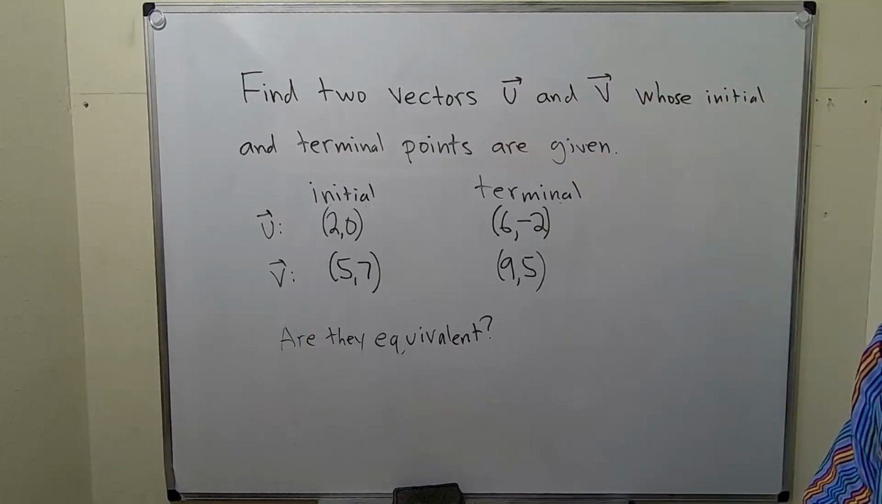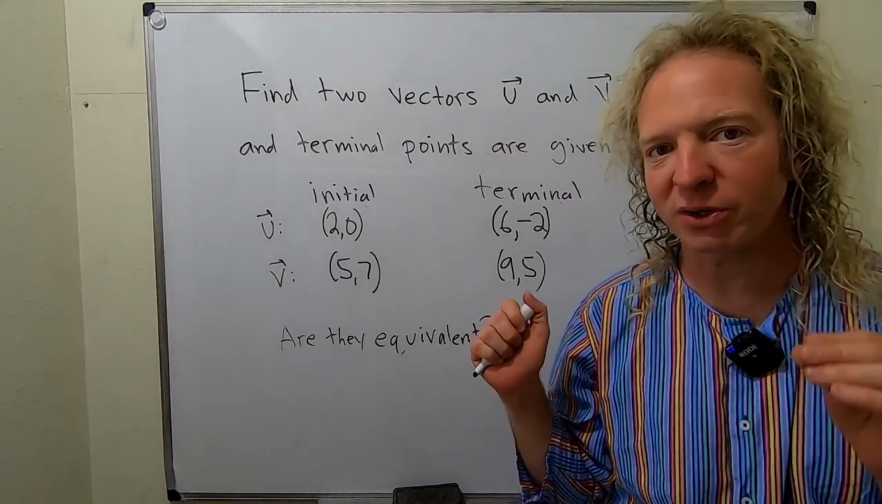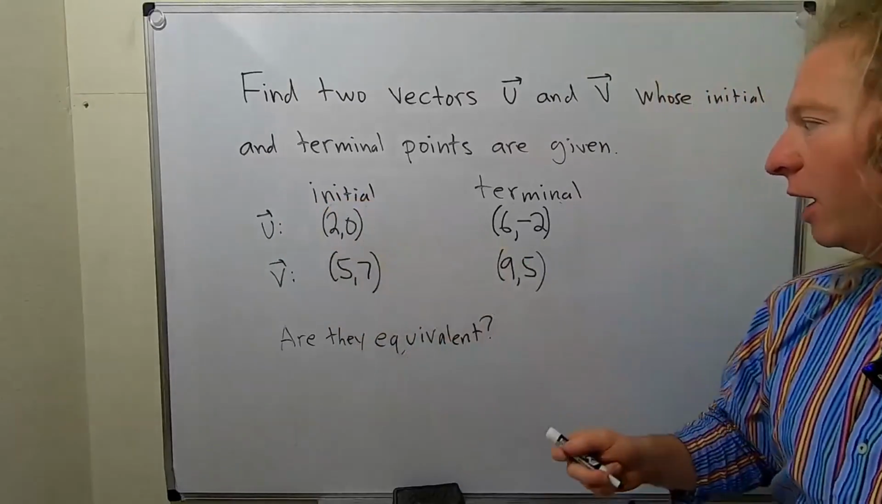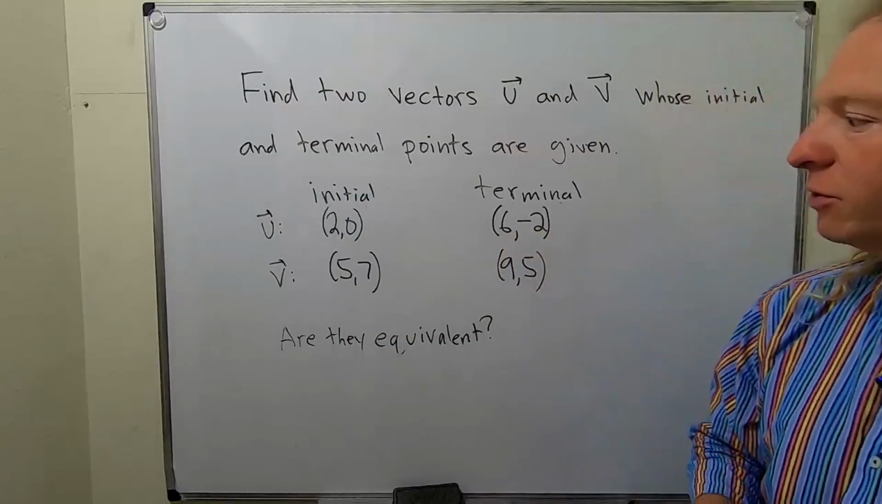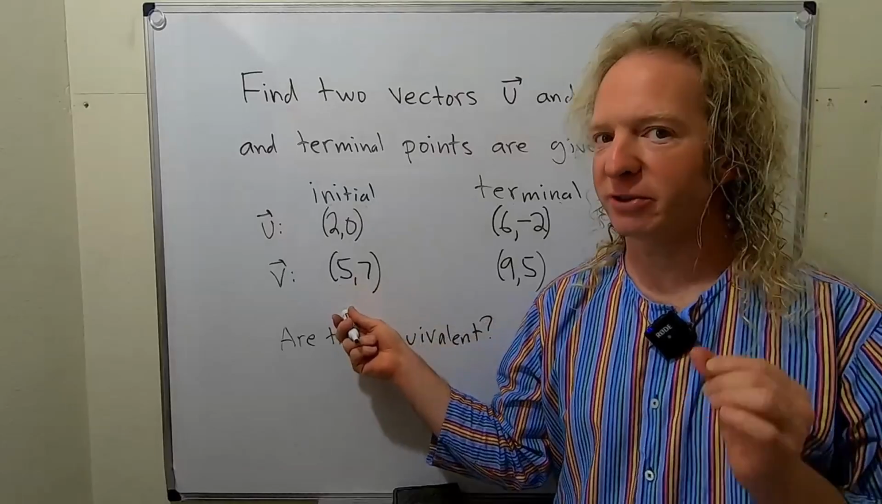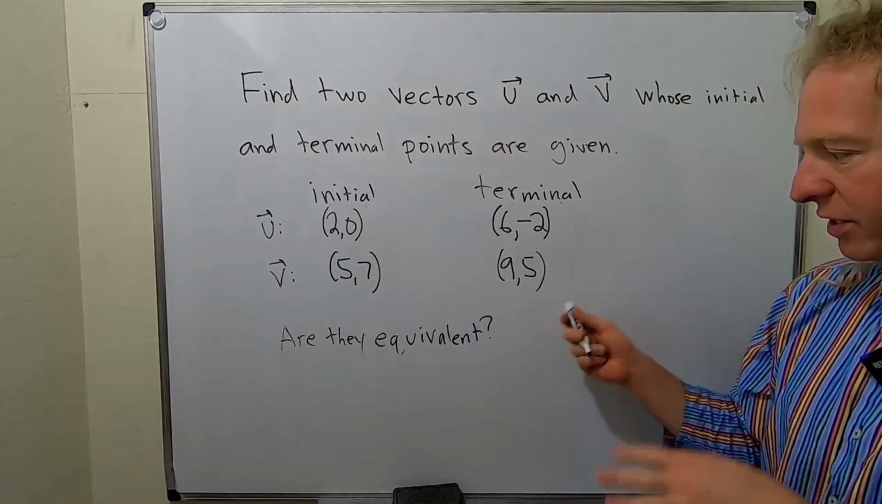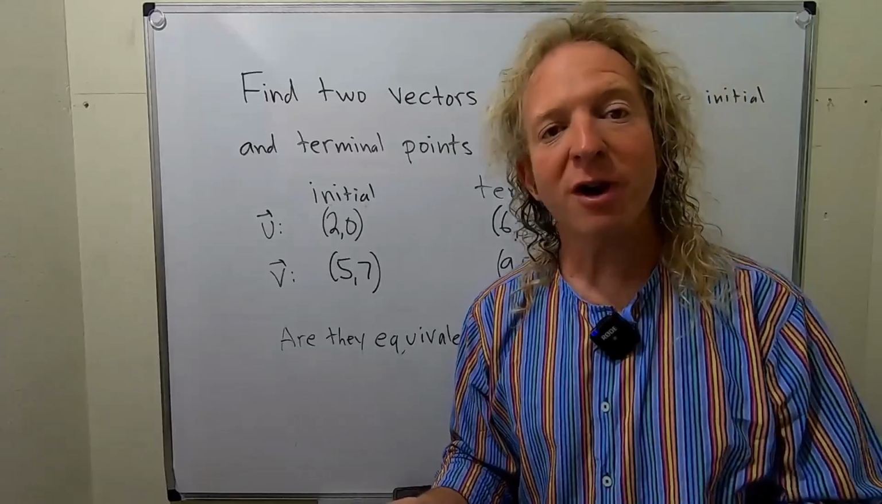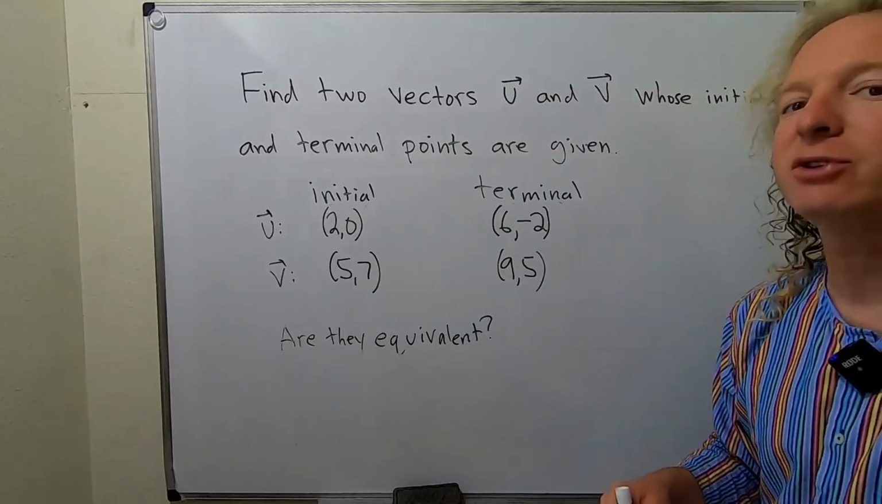Find two vectors u and v whose initial and terminal points are given. We have a vector u whose initial point is 2, 0, and terminal point is 6, negative 2, and a vector v whose initial point is 5, 7, and its terminal point is 9, 5. Then there's a follow-up question that says, are the vectors equivalent? Two vectors are equivalent if they have the same magnitude and direction.